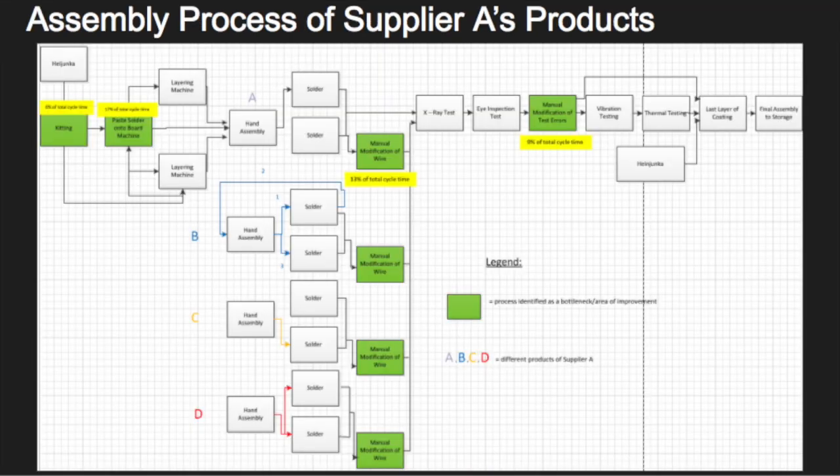This process flow map is the assembly process of Supplier A's different products. On the bottom right corner, there's a legend describing the symbols. The green boxes show the Kaizen bursts and areas of improvement identified within Supplier A's process, and the letters depict Supplier A's different products that go through the assembly process. The process begins with the shop floor picking up the work order from the Heijunka and gathering the components from kitting. The product then goes to a machine that paste solders and eventually goes through a series of testing and inspection where it is finally shipped as a finished product to Company X.